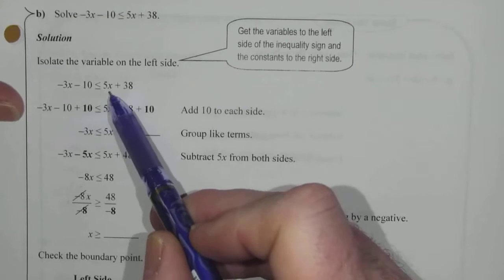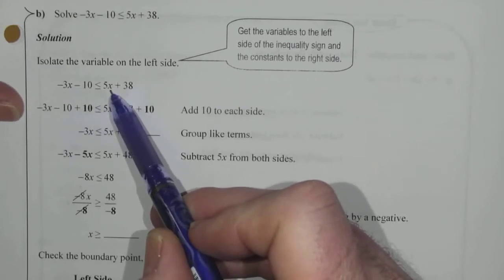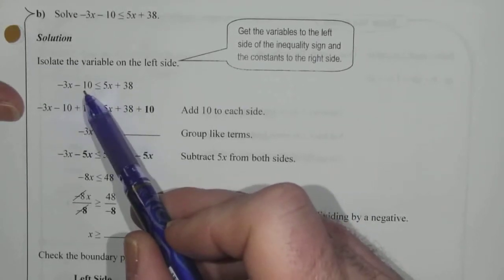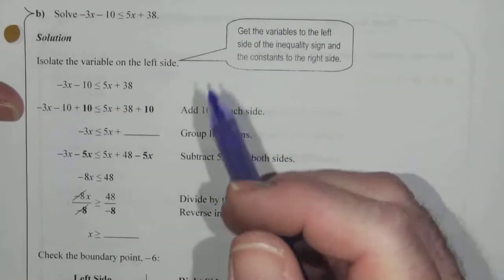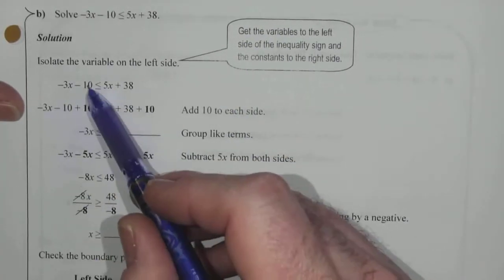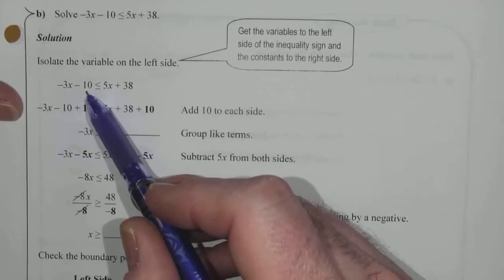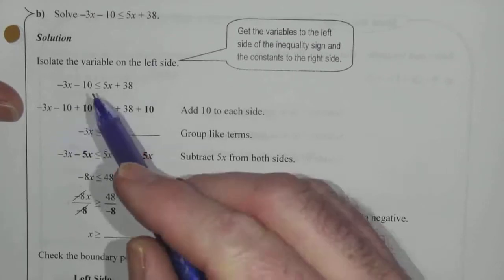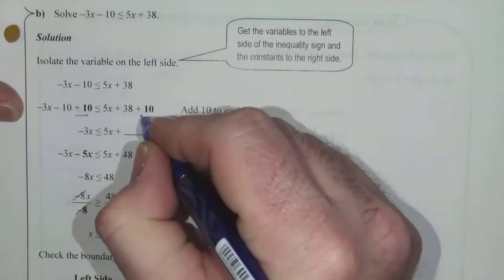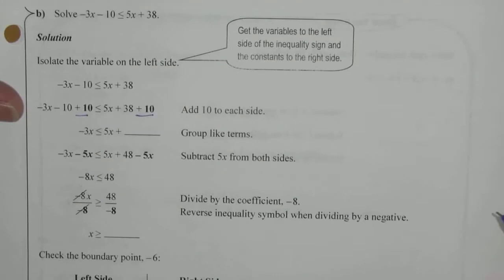So in order to do that, we've got a variable on the right here that we need to move, and then we've got a constant on the left side that we want to move over to the right. So let's start with the constant. This is subtract 10. So to get rid of it, we need to do the opposite. We're going to add 10 to both sides. So here we've added 10, and here we've added 10.